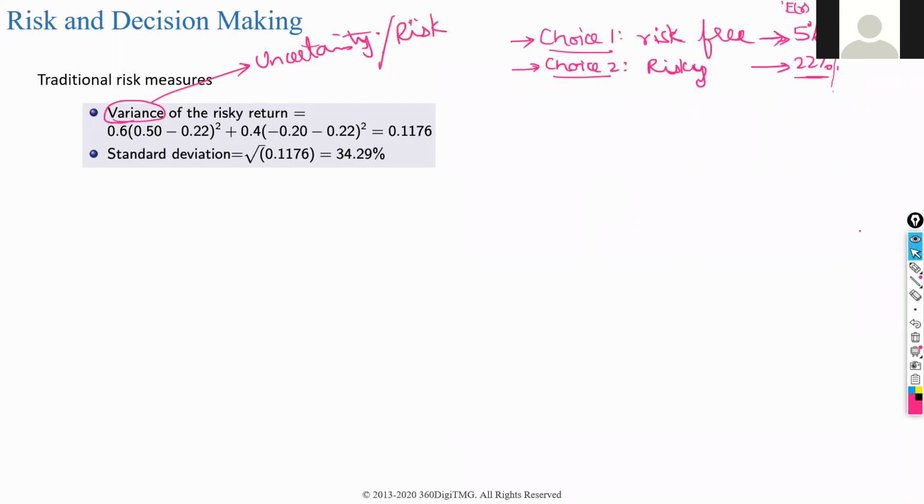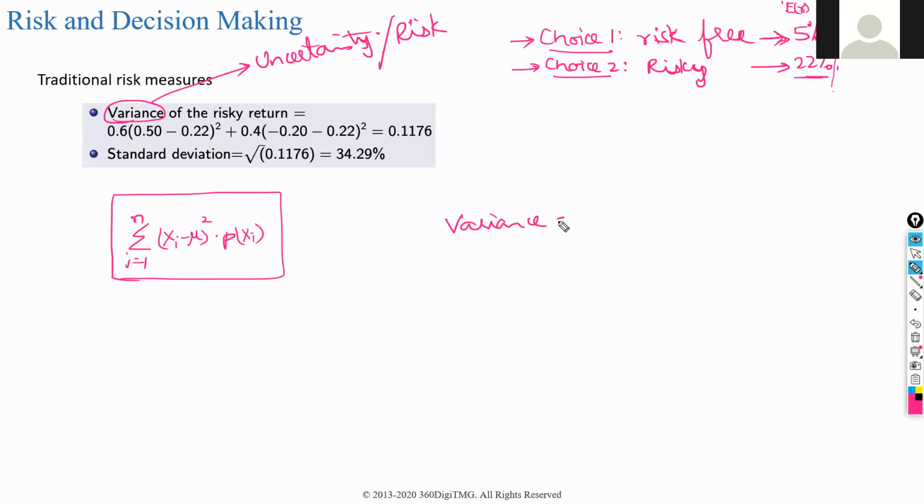And the formula for variance is given in this way. It is summation of i equal to 1 until n, (xi minus mu) whole square into probability of xi. This is variance when there is probability. Otherwise, what is a typical variance formula? Summation of i equal to 1 until n, if it's small n, (xi minus mu) whole square divided by n minus 1. For sample, this is the formula.